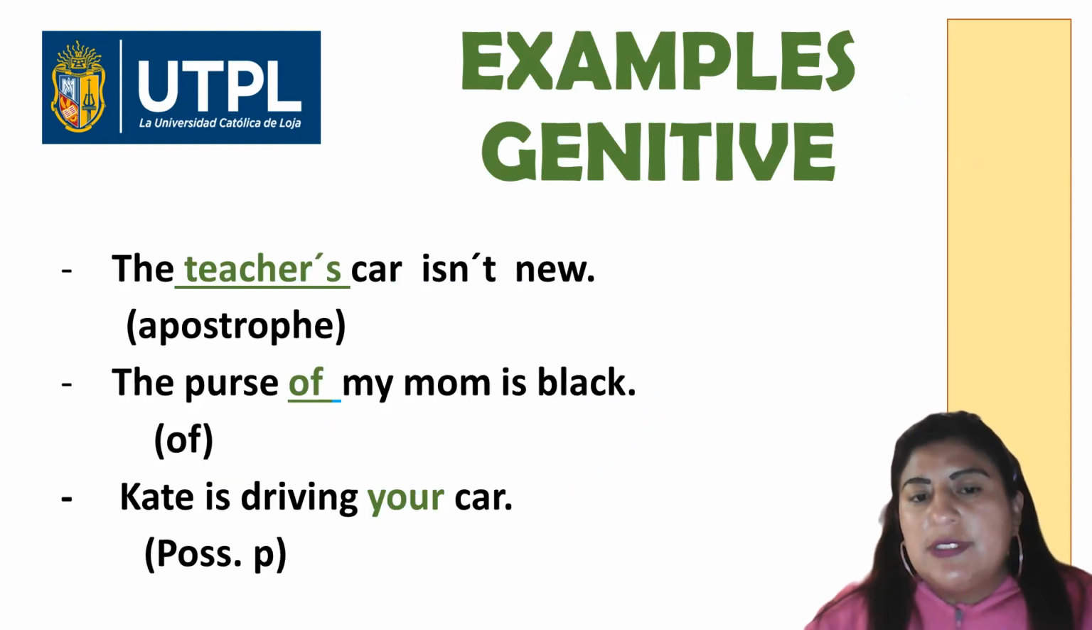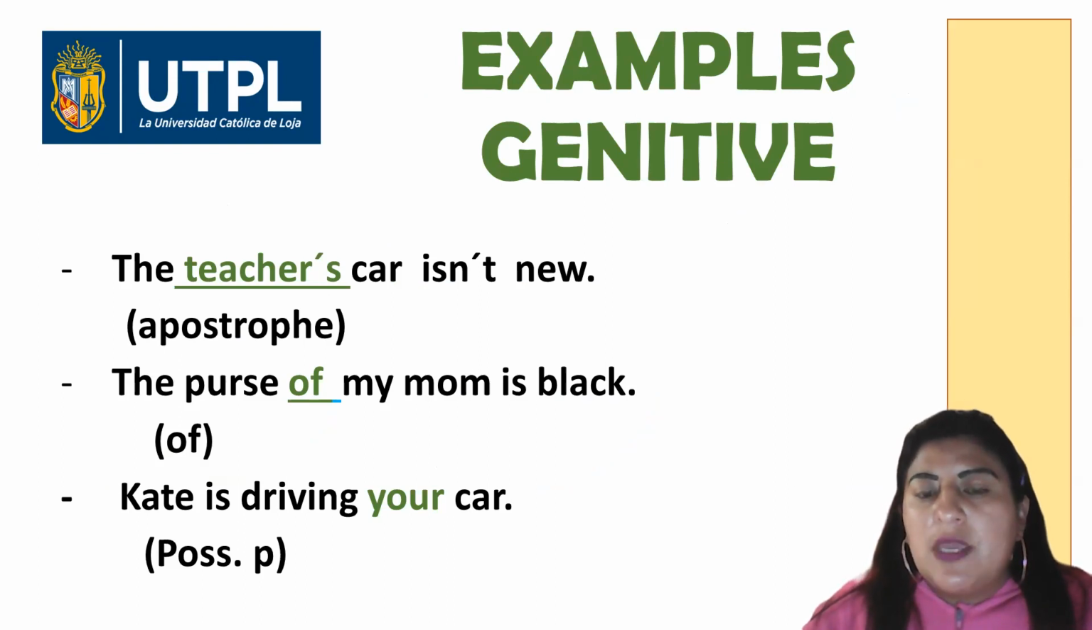For example, in this one, the teacher's car isn't new. In this case, I underline the genitive, that is teacher. We use an apostrophe. For that reason, it is the genitive case. If we look, this sentence is in singular. The subject is in singular, but we use an apostrophe.